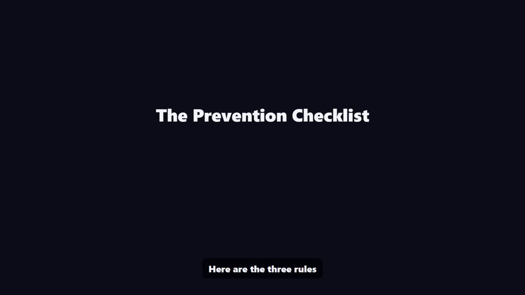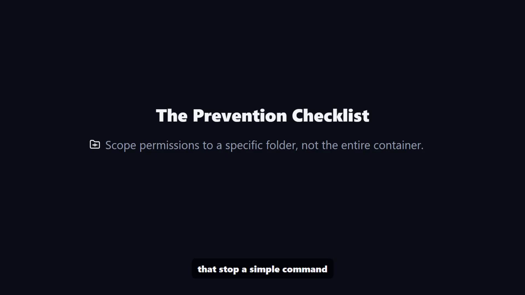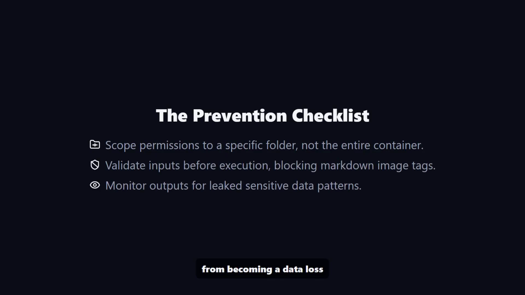Here are the 3 rules that stop a simple command from becoming a data loss disaster. Rule 1. Scope permissions tightly. Rule 2. Validate inputs before execution. Block markdown images. Rule 3. Monitor outputs for data leaks.